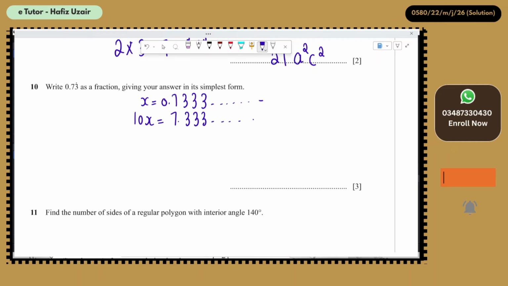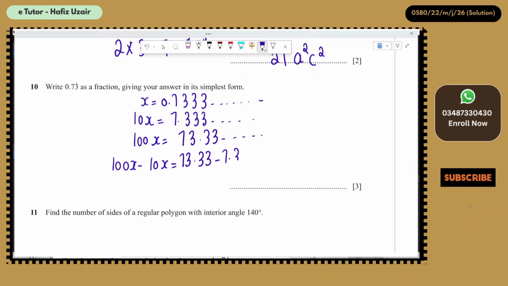7.333 like this. And now I need to multiply x again by a number so that I get one set of repeating digits on the left side. 3 is repeating, so I need to multiply by 100. So 100x will be equal to 73.33 and so on. Now if I subtract these two equations, 100x minus 10x is equal to 73.33 minus 7.33. So you will get 90x equal to 73 minus 7, which is 66. Now x will be equal to 66 over 90.